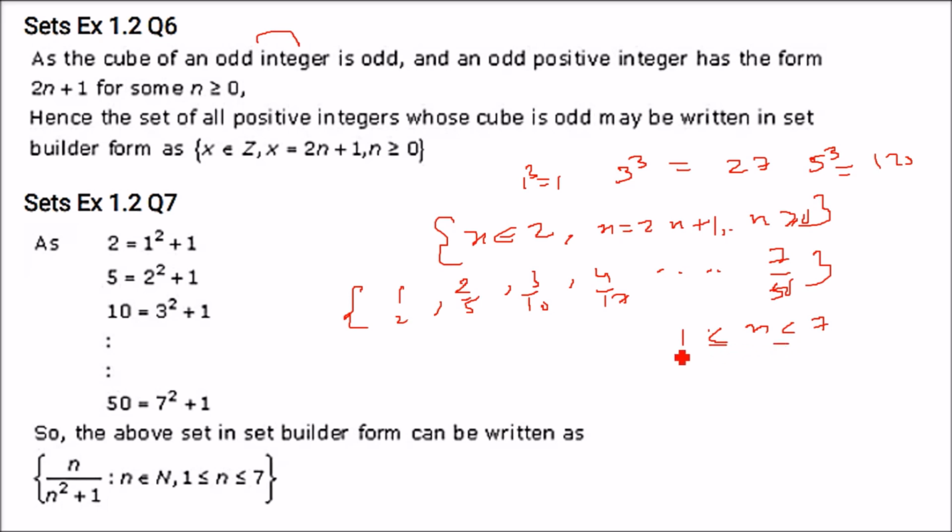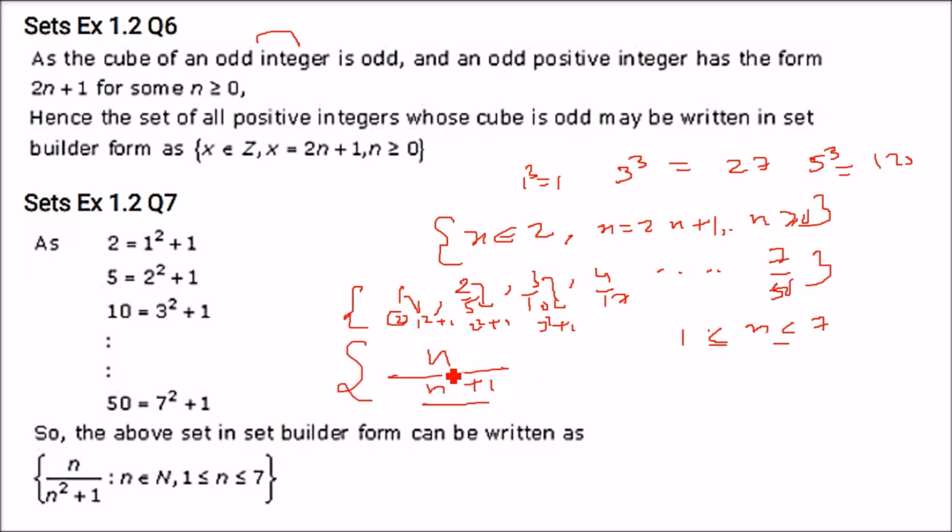So let us say it is n. The numerator will be n. And what is the denominator? This 2 comes when I write 1 square plus 1. So 1 square plus 1 is 2. How does this 5 come? 2 square plus 1, 4 plus 1 is 5. So 10 comes with 3 square plus 1. 3 square is 9, 9 plus 1 is 10. So do we get n square plus 1? n by n square plus 1.